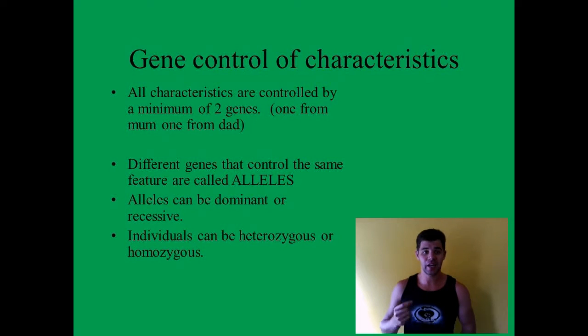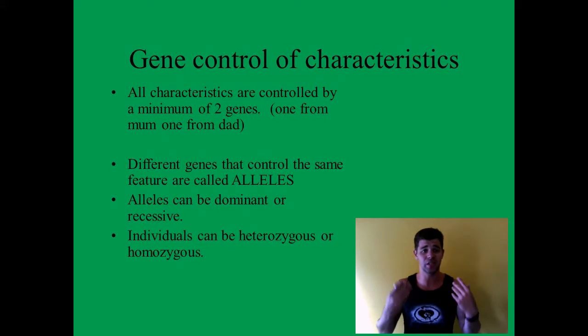So individuals can be either heterozygous or homozygous. Lots of new words, lots of quite challenging words here, okay? Heterozygous simply means you have got one of each allele. So you could have a dominant brown-eyed allele and a recessive blue-eyed allele. It means you've got 2 different types of alleles. You could also be homozygous. It basically means that each of the alleles that control your eyes are the same.